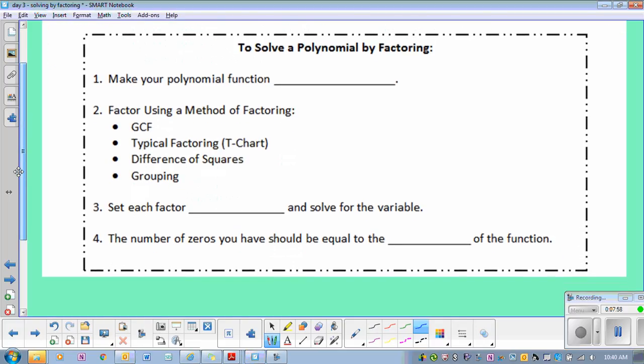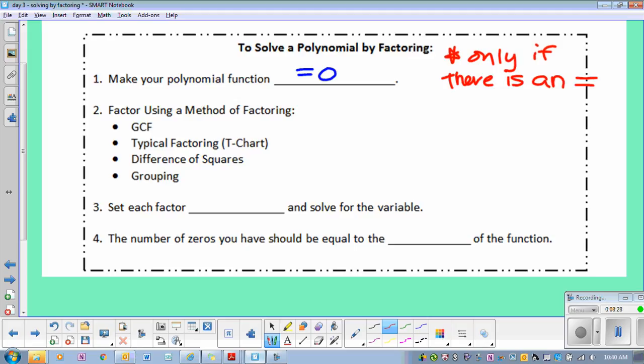So to solve a polynomial by factoring, make sure your polynomial function is equal to 0. Okay? And we only solve if there's an equal sign. If there is no equal sign, don't just make up an equal sign, okay? Because then that means you don't have to solve, all right? So here we'll say only if there is an equal sign, okay?